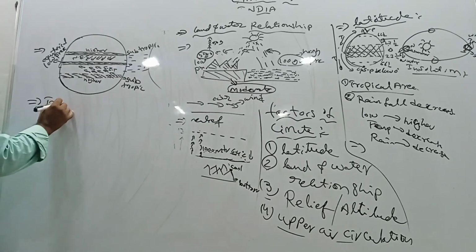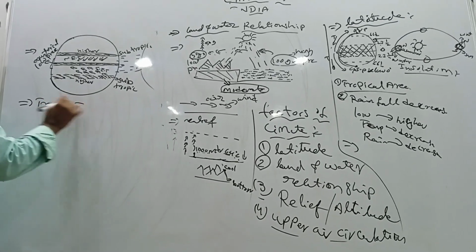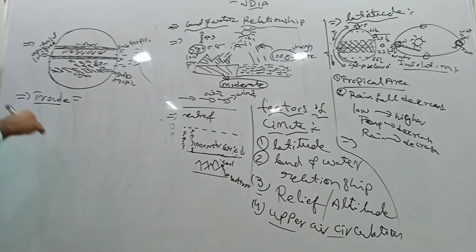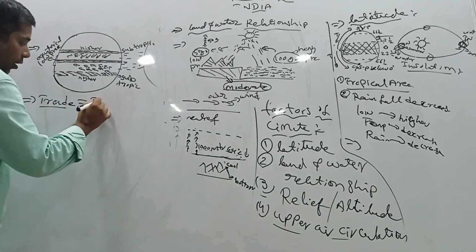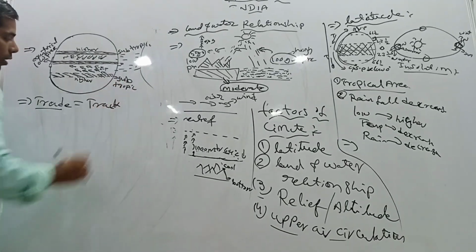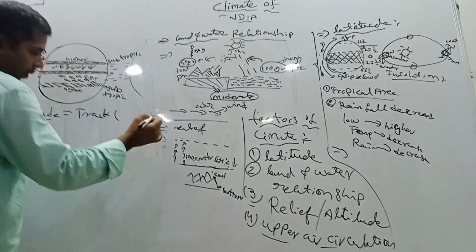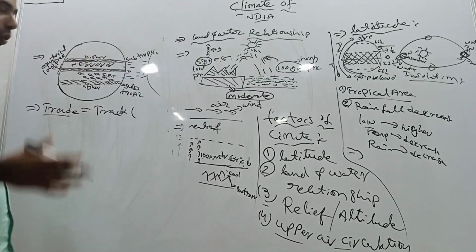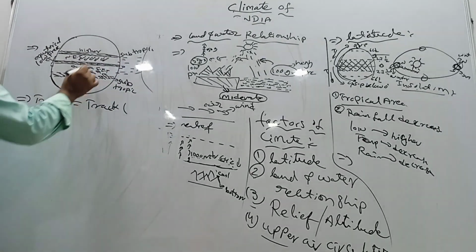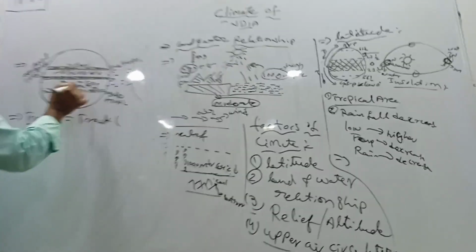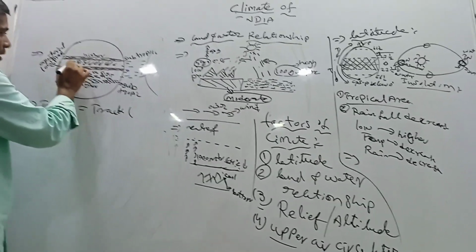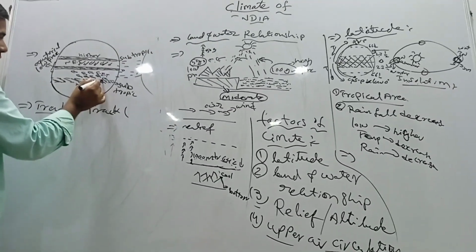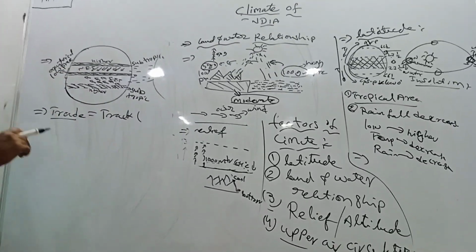Trade is a German word. The word originated from the German word 'track', meaning way, a going way. So the winds always blow in a particular path. In the northern hemisphere, they are called northeast trade winds. In the southern hemisphere, they are called southeast trade winds.